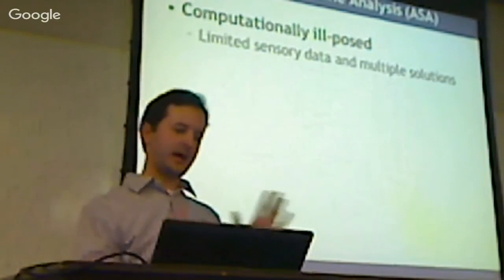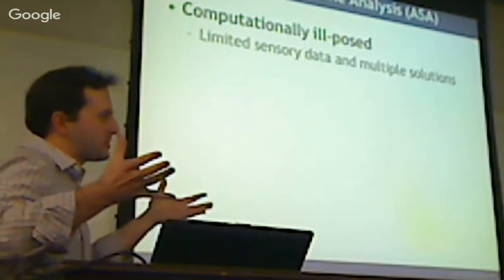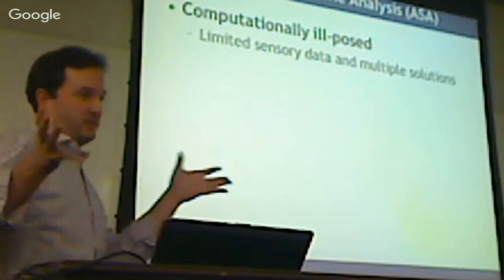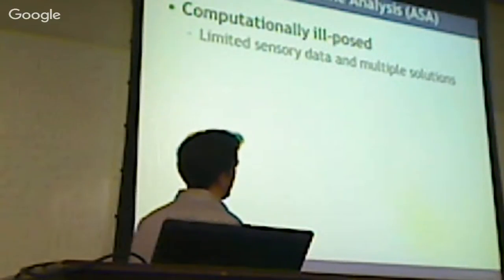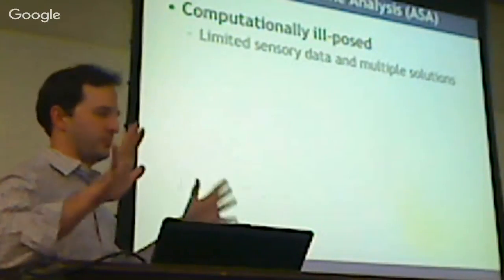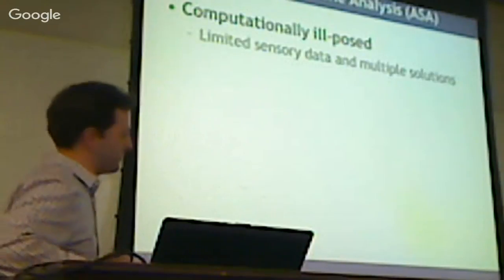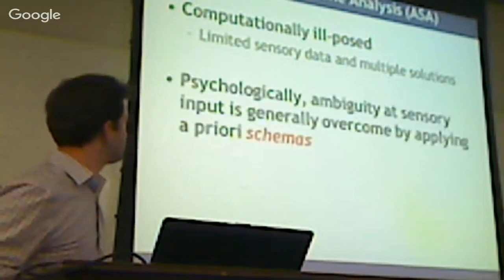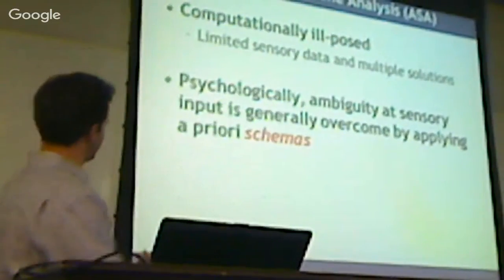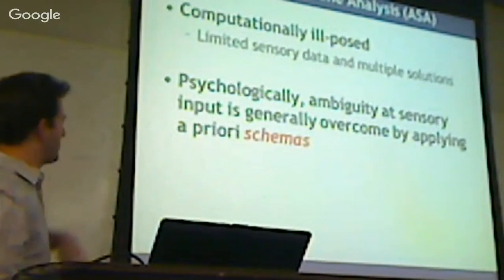So in general, scene analysis is a really computationally ill-posed problem. There's limited sensory data in the environment, or one could argue maybe an infinite amount of sensory data in the environment. And to figure out what's there is ill-posed. There are multiple solutions to this problem, so there's not a unique answer. And that makes it hard to put into a computer algorithm, for instance.